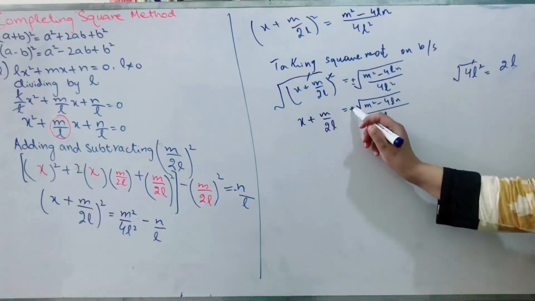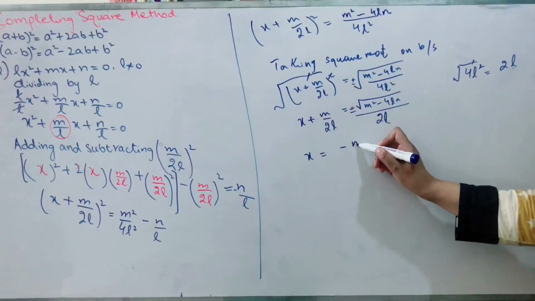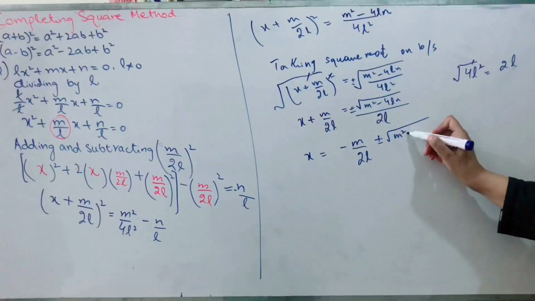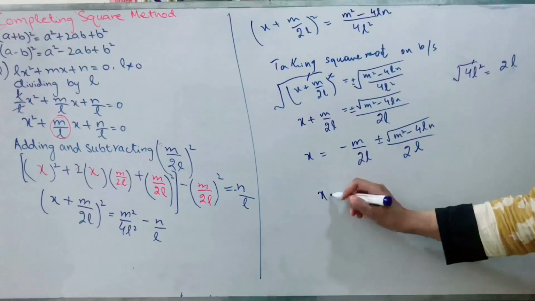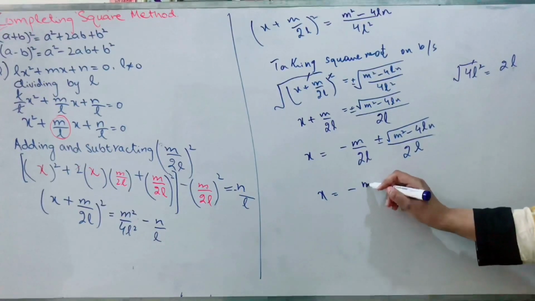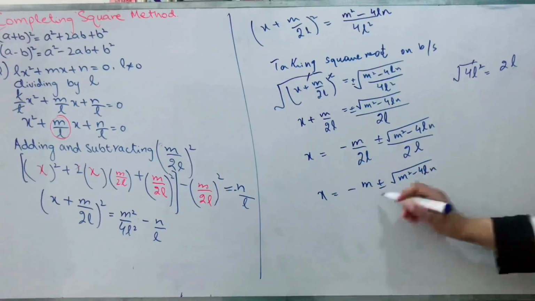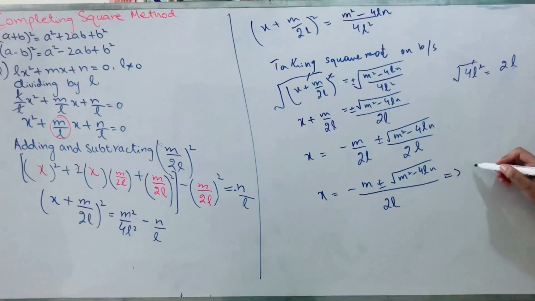Take this term to your right hand side. Here it is positive, and when it goes there it becomes negative: minus m by 2l plus minus square root of m square minus 4ln by 2l. x is equal to minus m plus minus square root of m square minus 4ln by 2l. So this is your completing square method, and you can also compare it with the quadratic formula. Actually it is the quadratic formula.